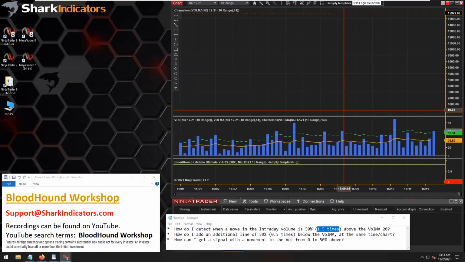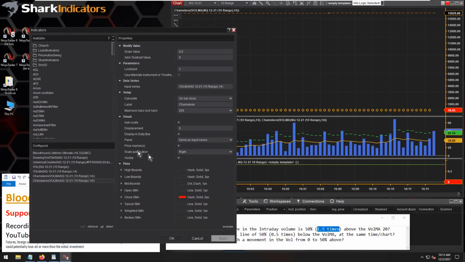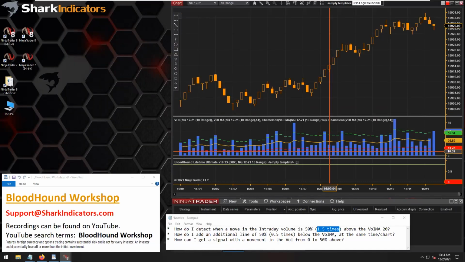And, oh, that's right, don't forget to put it on the correct panel. The panel here, we want it on panel 2. There we go. So now we have the volume MA. We have a 50% higher line of that and a 50% lower line of that.